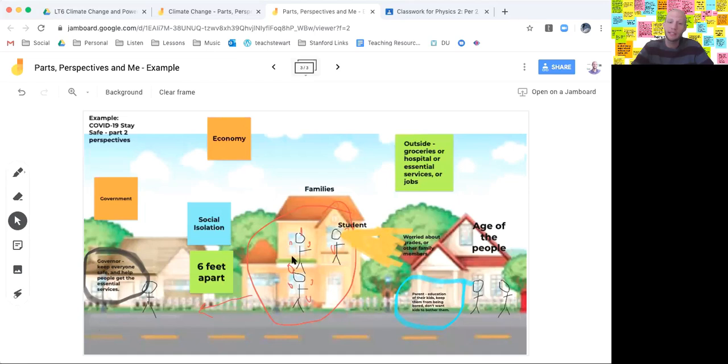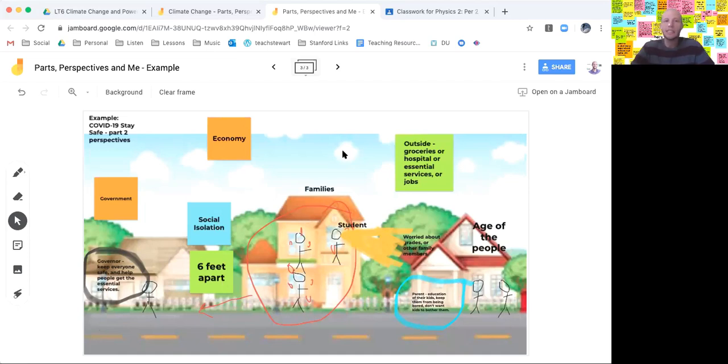I could also say maybe this is another student over here, and I could talk about how they are essential workers. They have a job. They're a student, but they also have a job, and they're working at a grocery store to keep everything stocked so enough people have food so they can stay 6 feet apart.